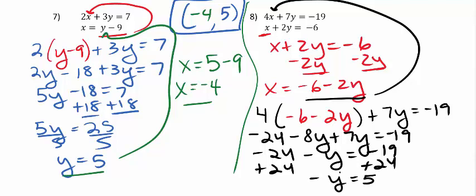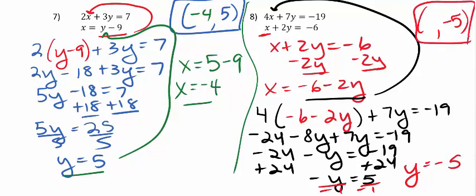And then we have to divide both sides by negative 1 to get y alone. So 5 divided by negative 1 is negative 5. So now we have found our y coordinate of our solution. Now we need to go back and find our x.